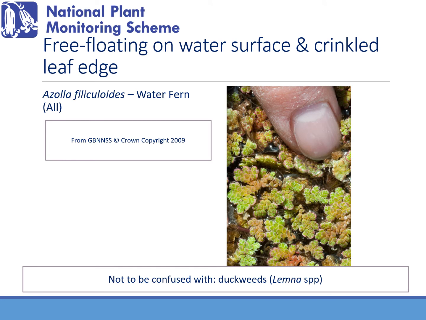Moving now to another free-floating plant, but this one has a crinkled edge rather than an entire edge. We have water fern, or Azolla filiculoides. It's a fern, and the characteristic feature are these little crinkled edges, and it often goes a very bright red colour, often in the winter or when it gets frosted. It has small branching stems covered with scale-like overlapping leaves, and in some water bodies it can form a really dense surface covering.